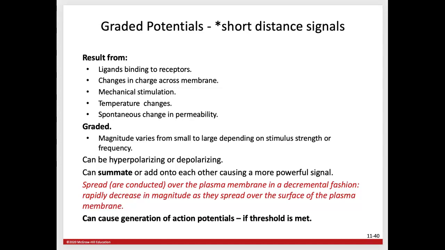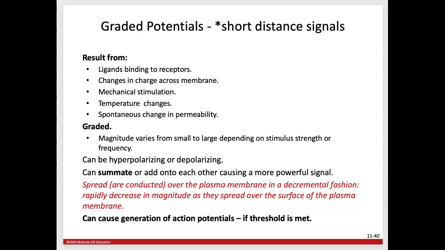Okay, so this is chapter 11, part 7. So we're moving on here to find our way into all the steps and all the phases involved in an action potential. So the first thing we're going to talk about is a graded potential, and these are basically short distance signals. And what causes a graded potential?